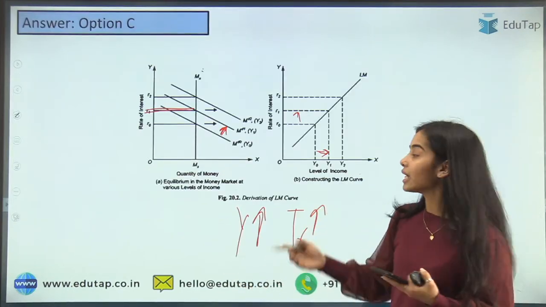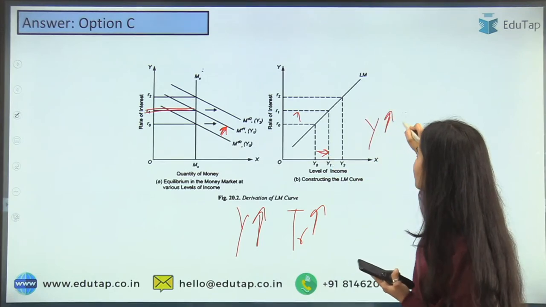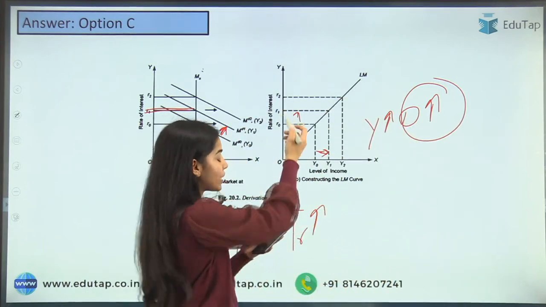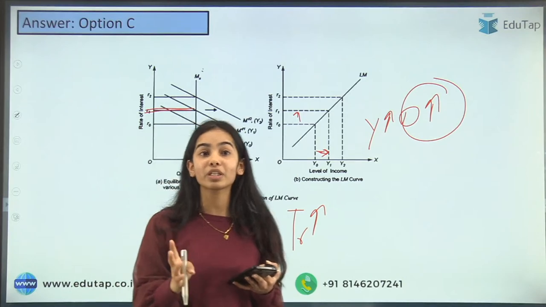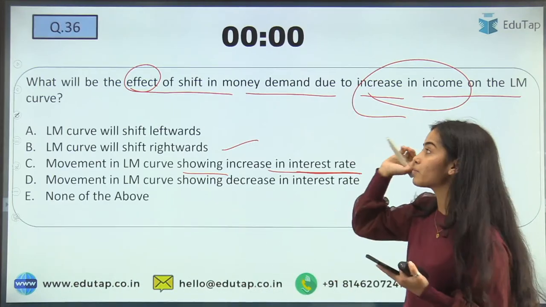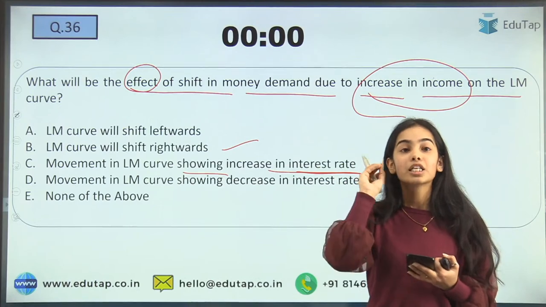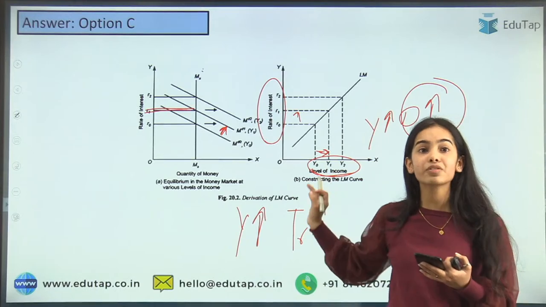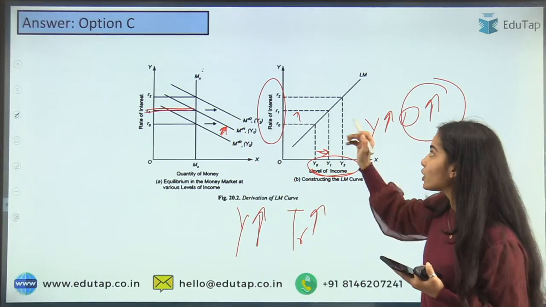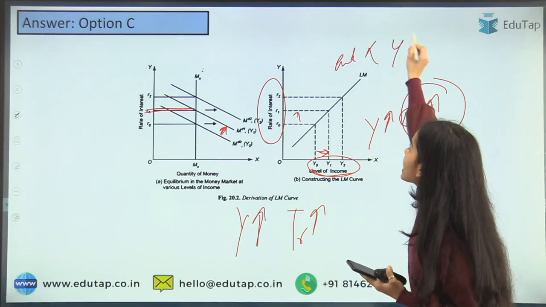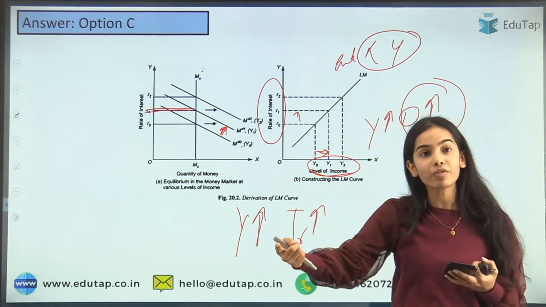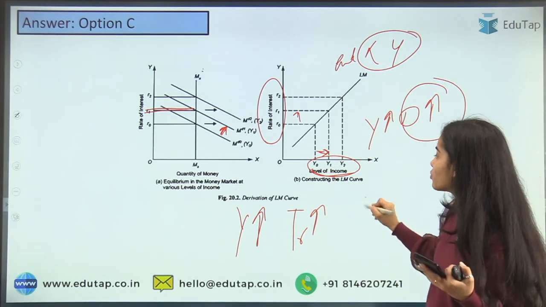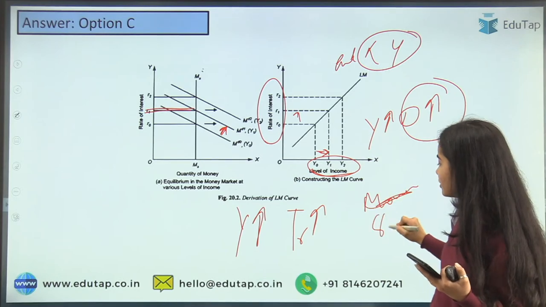So C is the right answer: when your income is increasing, the demand curve is shifting upwards, and due to that, your interest rate is increasing. Only 2-3 people have given the right answer. You have to be very careful when it comes to shift and movement. When the endogenous variables are involved, when changes are happening along the x-axis and y-axis, then the movement will be there. Due to exogenous factors, due to some other factors, if change is happening, then, sorry, the shift will be there.